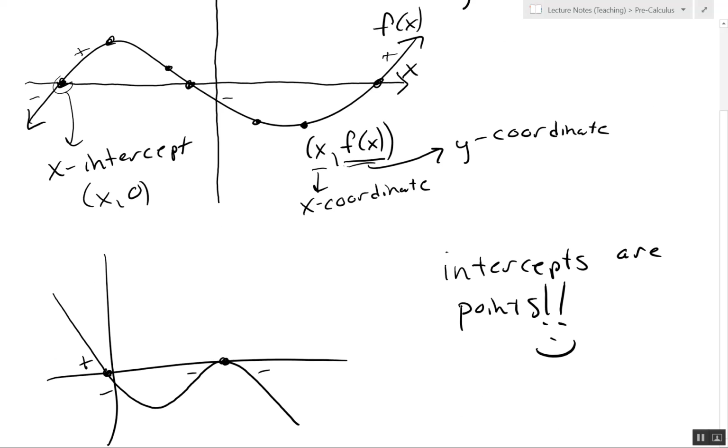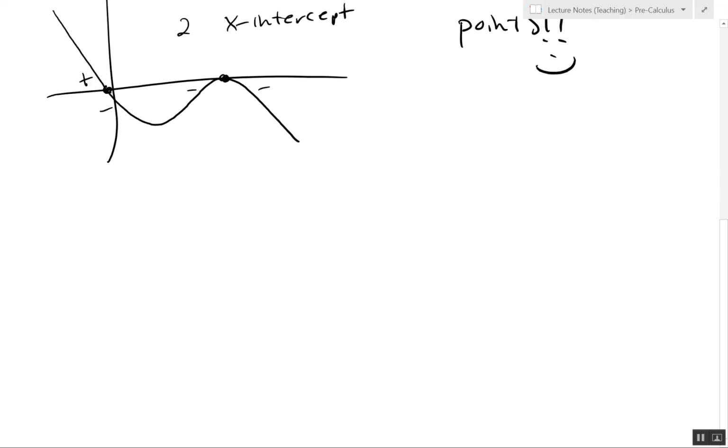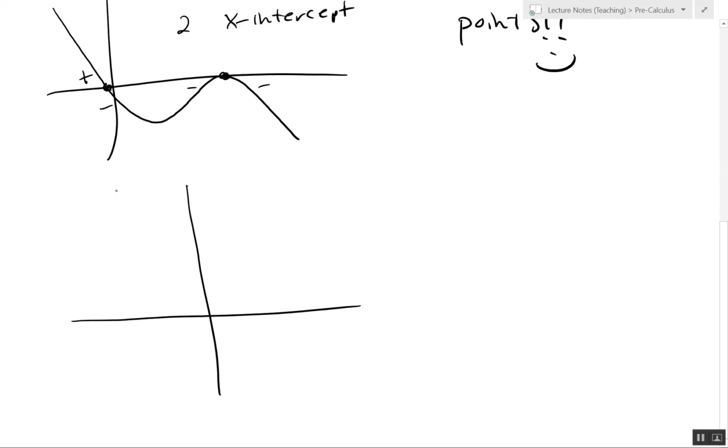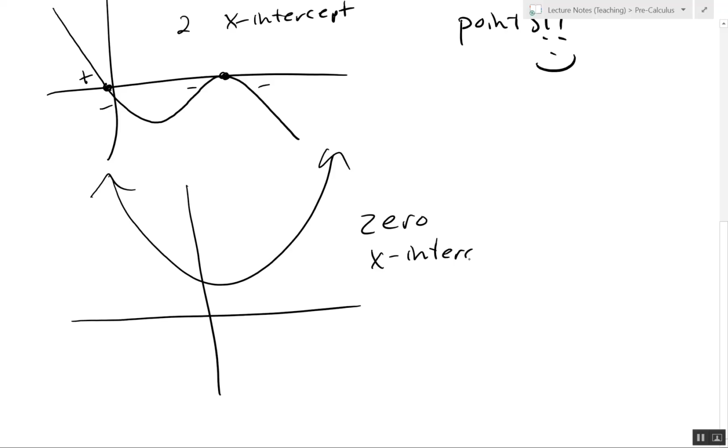Notice that in both of these pictures I could have multiple x-intercepts. So here I had 3 x-intercepts. Down here I had 2 x-intercepts. And you can actually even have 0 x-intercepts. So we can draw an easy picture of that. An easy one is just a parabola that does not cross the x-axis at all. So 0 x-intercepts. So basically, you can have anything from 0 to as many x-intercepts as you want.